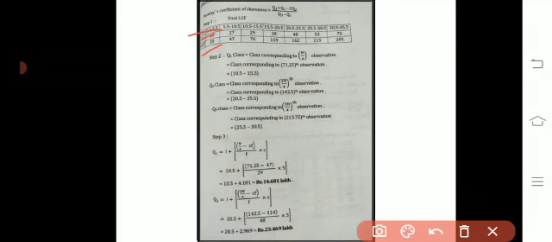Now we have Bowley's coefficient of skewness formula, that is Q3 plus Q1 minus 2Q2 divided by Q3 minus Q1. This means for this data we have to calculate Q1, Q2 and Q3. First we will see how to find Q1. First we have to find the Q1 class, that is the class corresponding to the n divided by 4 observation. Here n is 285, so n by 4 is 71.25.